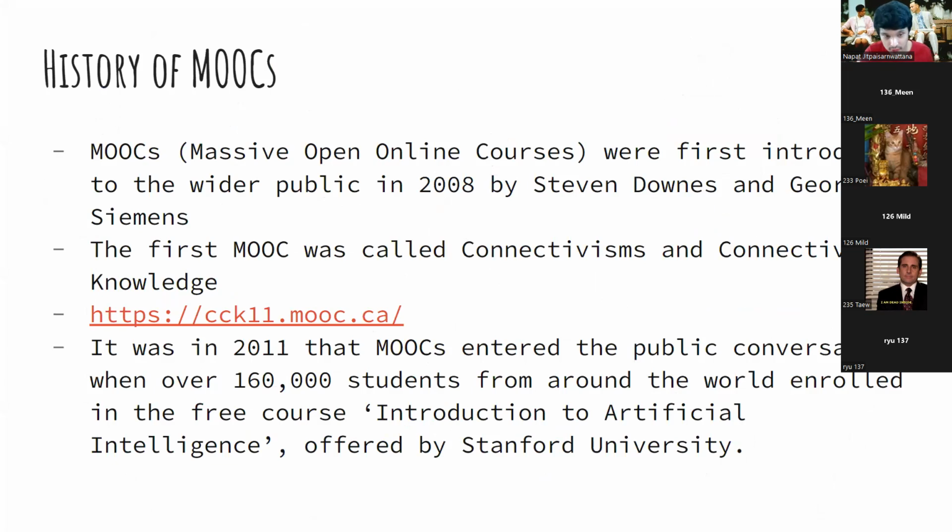Okay, so the history of MOOCs. MOOCs were first introduced to the wider public, I mean, it went public in 2008 when 2 very forward-thinking educators, I would say, Stephen Downes and George Siemens, based in Canada, created a course called Connectivism and Connective Knowledge, right? It was a course about how learning is a network and things like that.